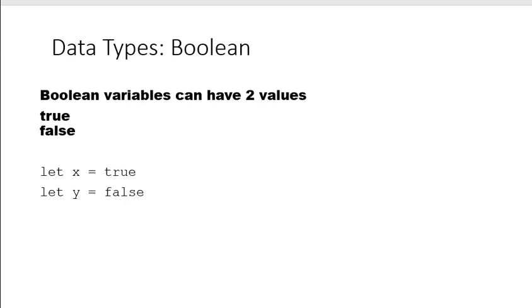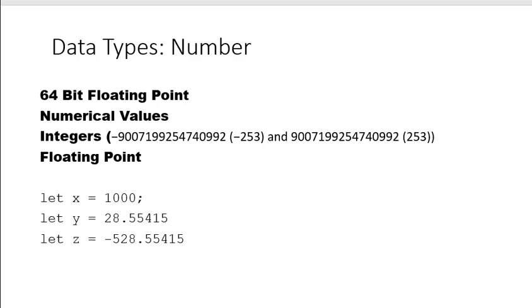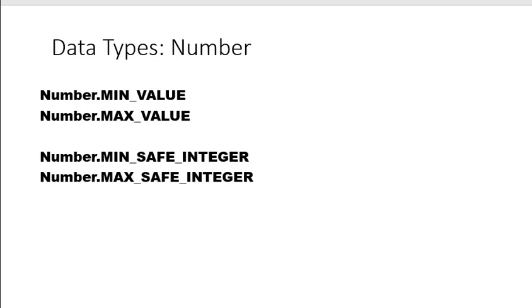Boolean type variables have two possible values, true or false. The number data type is used to store numerical literals. These can be integers or floating point literals and can also hold negative numbers. Internally, it is stored as a 64-bit floating point number. There is a Number object which has some useful constants defined. MIN_VALUE and MAX_VALUE define the value range for a number variable. MIN_SAFE_INTEGER and MAX_SAFE_INTEGER define the range of integers for a number variable. So you can use these constants to check valid values for a number variable.